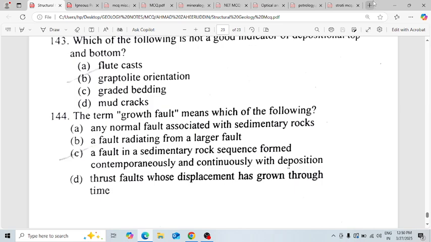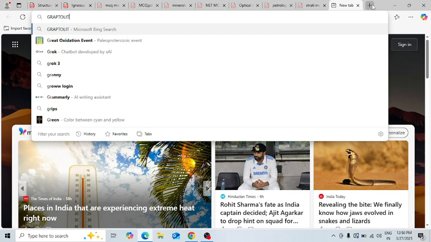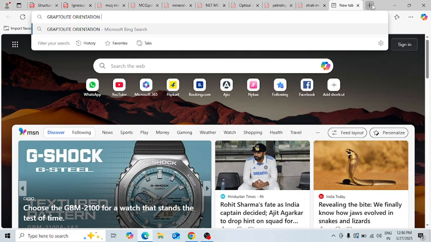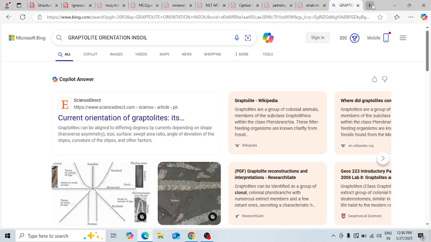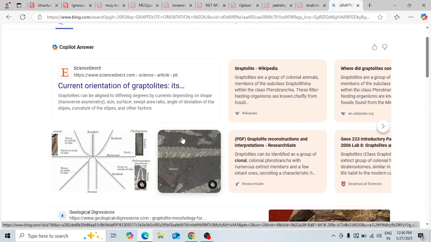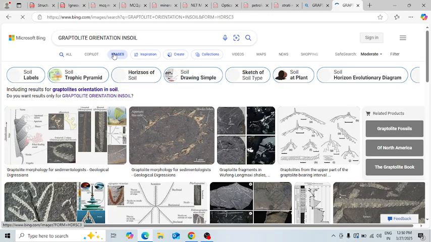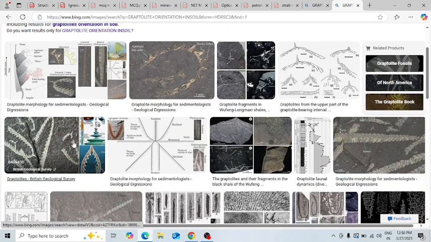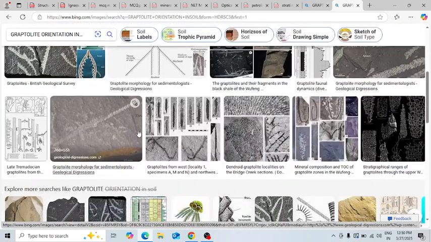You know how graptolite looks? Graptolite orientation in soil. These are graptolites. Okay.